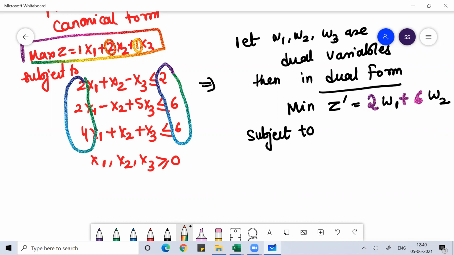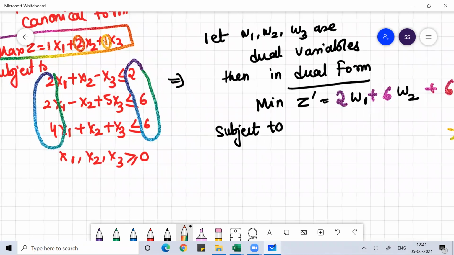I said that in forming the constraints of the dual, so I want to write the constraints of the dual, then we consider the transpose of the body matrix of the primal problem. What is the transpose of the body matrix of the primal problem?